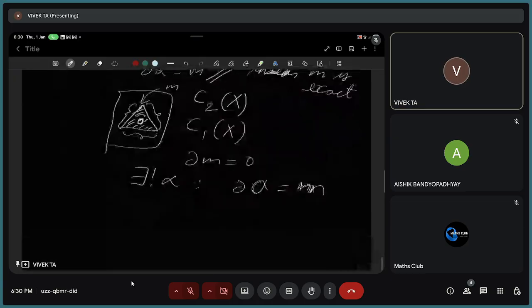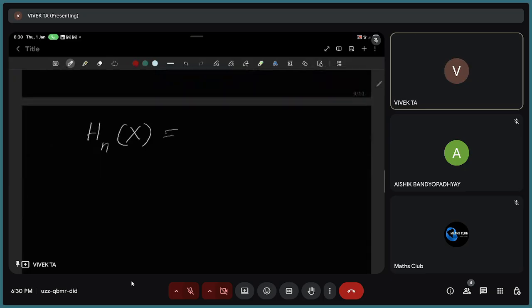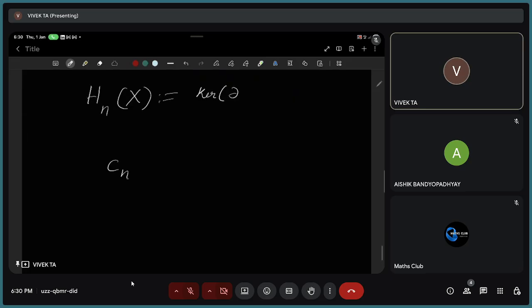So now we can define what homology is and get into what exactly homology means. The nth homology of X is defined to be the kernel of the del map. I'll define it here first. So first I'll do the maps: Cn minus 1 of x to Cn of x to Cn plus 1 of x. You have a del map, you have a del map. And for reasons that I will tell in a moment, I'll put these symbols.